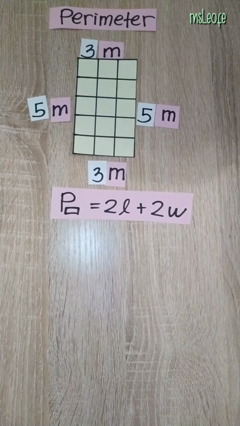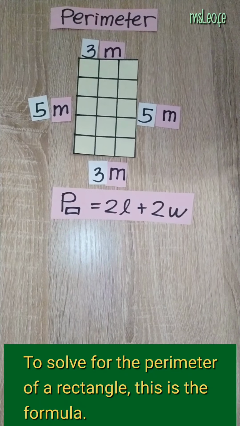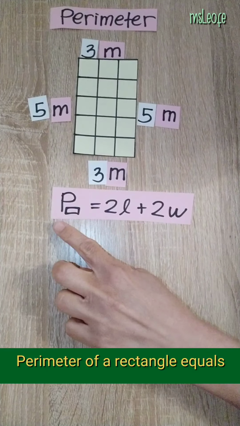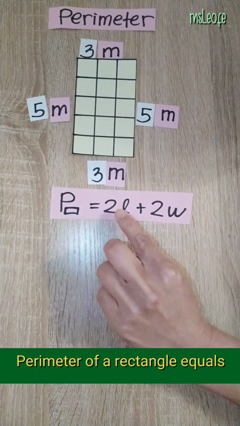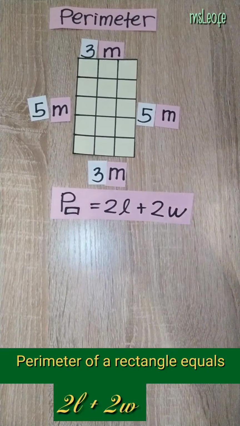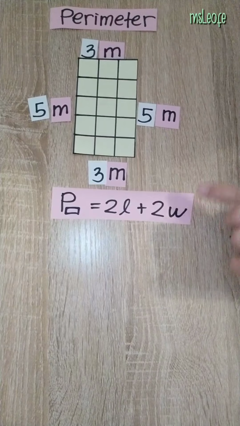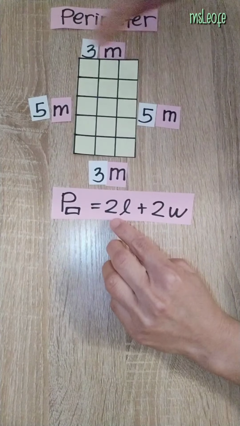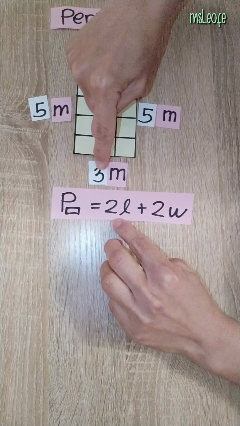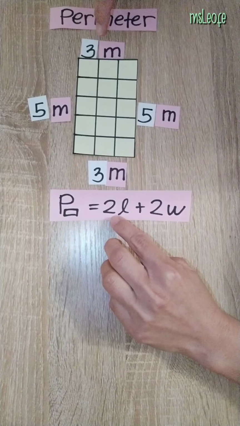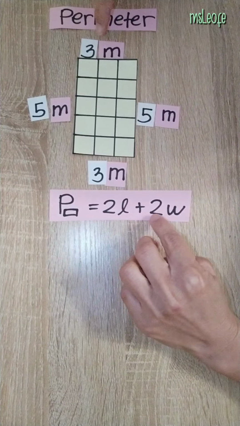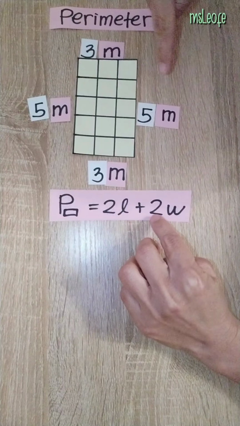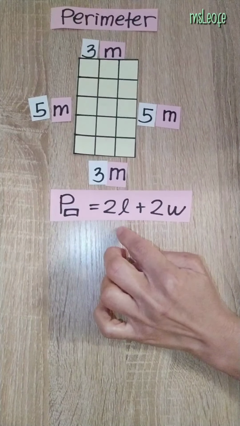So, para ma-solve ang perimeter sa rectangle, mao ni siya ang formula. Perimeter of a rectangle equals 2 length plus 2 width. So, sama sa gibuhat ganiha, atong gi-add tanan. Mao na siya gihapon pasabot niya. So, diba, duha ka length, 3 plus 3. Una. And then, duha ka width, 5 plus 5. Mao ni gibuhat kanina. Pero mao ni ang formula.